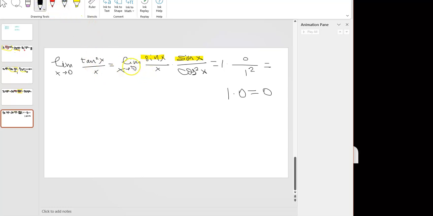So now we break into two limits. Limit as x approaches 0 of sine x over x is 1, and the limit as x approaches 0 of sine x over cosine squared x will be 0, because we just plug in x equals 0, 0 over 1 squared, which is 0 over 1, 0. So we have again 1 times 0 is 0.